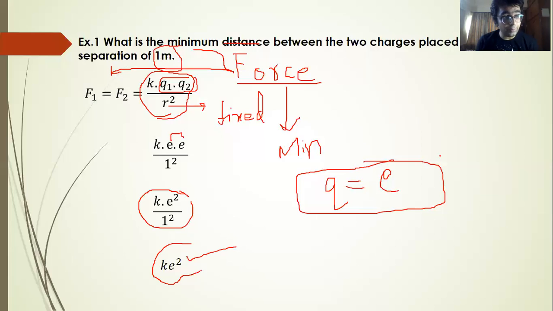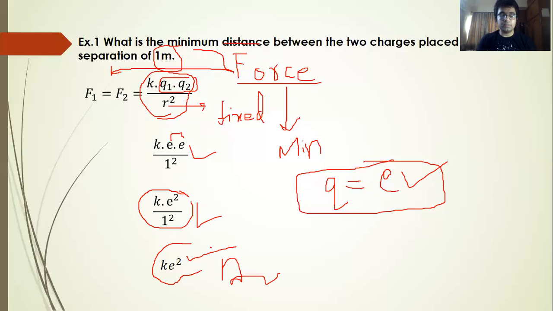In the first video, when I started teaching electrostatics, I discussed the properties of the charges, in which I pointed out that the minimum charge possible is the charge of electron. So that concept we used here. Once you see that, there was nothing in this question. Then we put the value of e, we will get K e square upon 1 square, the answer will be K e square.